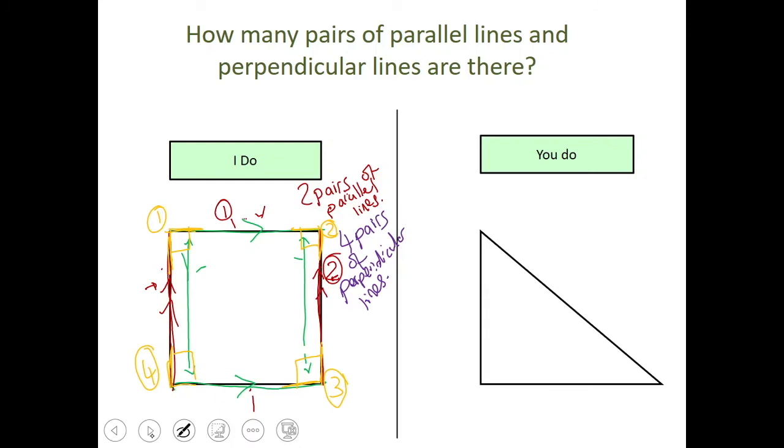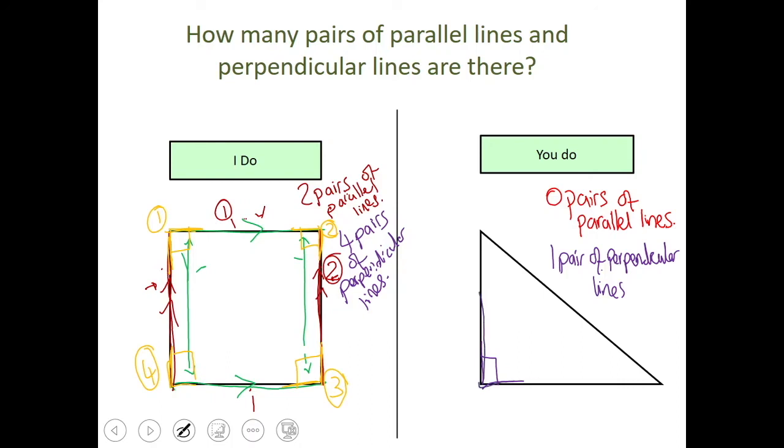Right, so for the next example we have a triangle. I want you to pause the video for about half a minute to a minute and attempt this question on your own, and I will put the answers up shortly. Right, so as you must have worked out, we've got 0 pairs of parallel lines and only one pair of perpendicular lines, which are those two lines there.